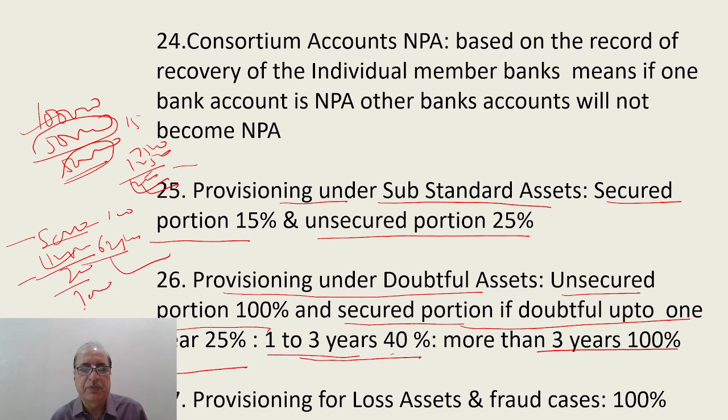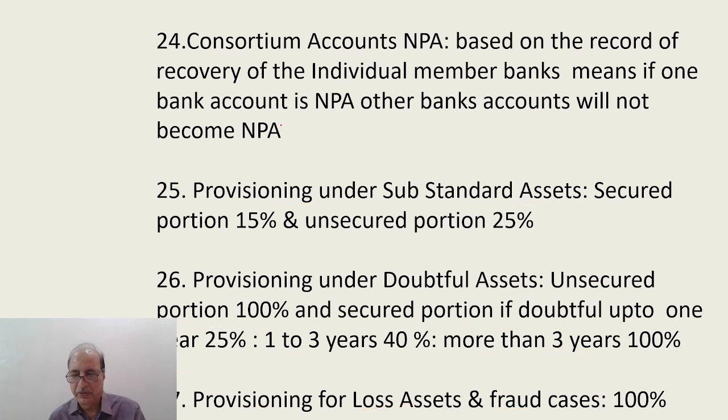That means 70,000 will be the provision in the case of 1 to 3 years, and in the case of more than 3 years it will be 100%. Total means if a doubtful asset is more than 3 years, then the total amount will be provided. That means 100% provisioning. Now coming to question number 27, provisioning on loss assets and fraud cases. Provision will be 100%. If an asset has been declared as a loss asset or fraud asset, then 100% provisioning will be provided.